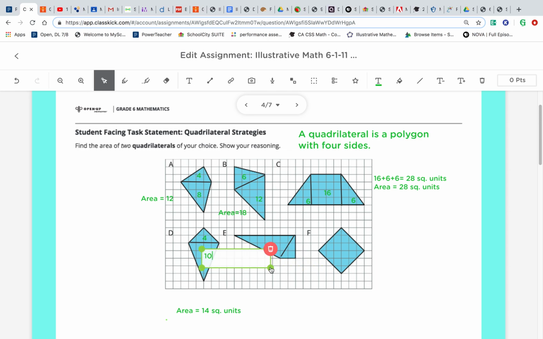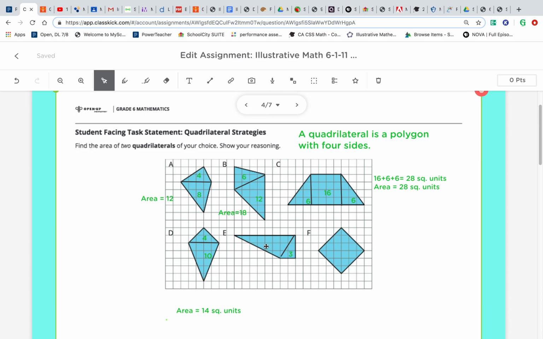Let me move this out of the way so it doesn't keep getting in the way. So if we call this the base, that's 2. And then the height has to be straight up here. That's 1, 2, 3, right? So 2 times 3, that's going to be 6. And then we need to take half of 6. And half of 6 is 3. All right, so 3 is going to be the area of that smaller triangle.